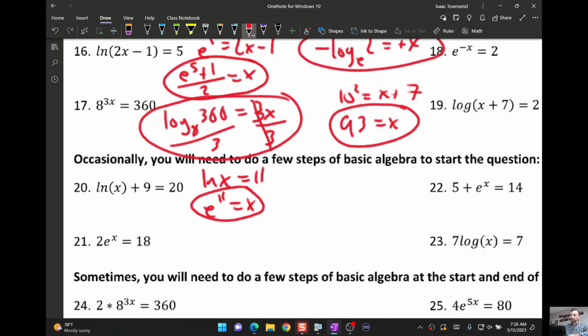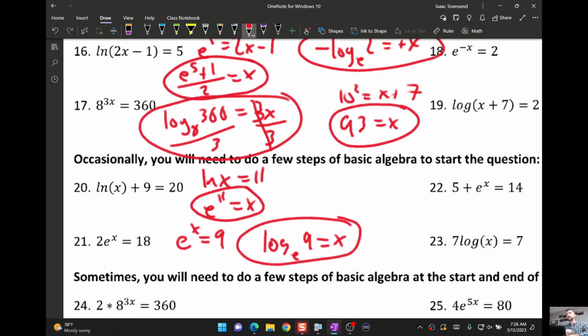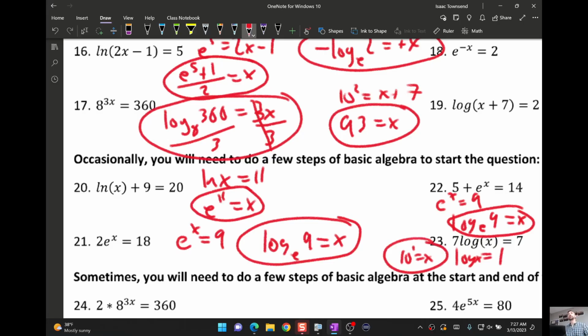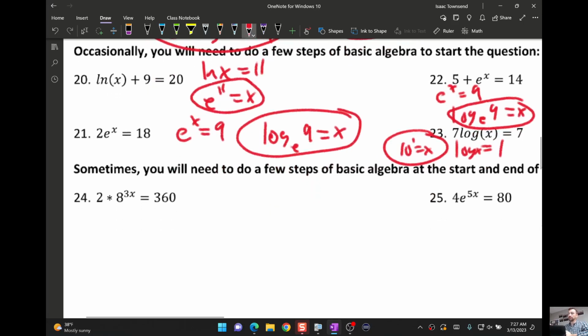If you divide both sides by 2, then it is in the right format, the switch. Undo a +5 with the -5, and then switch the forms. Undo a ×7 with the divide 7, 10 to the first equals 8, and then switch the forms. So you might need to undo some add, subtract, multiply, or divide at the beginning of the question or at the end of the question, or maybe even both.